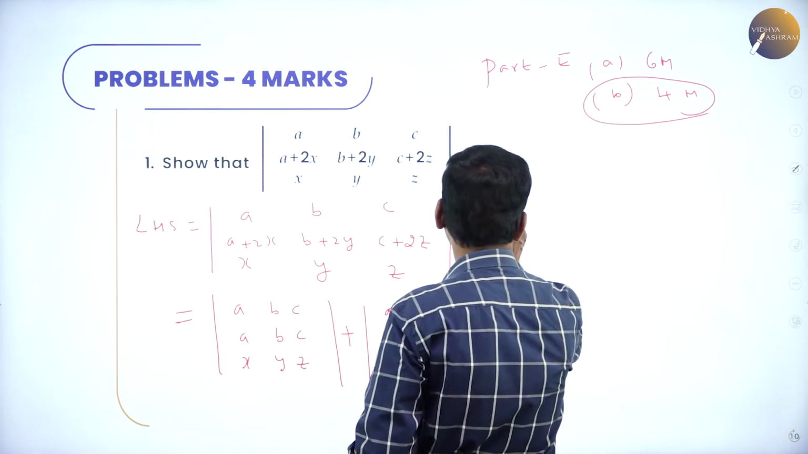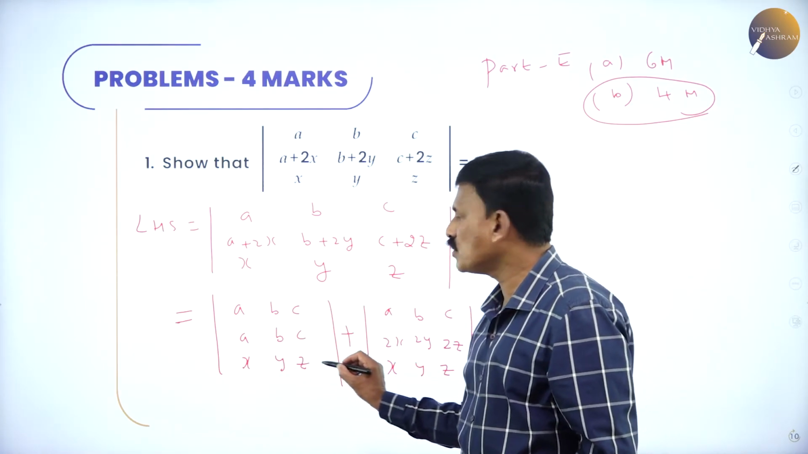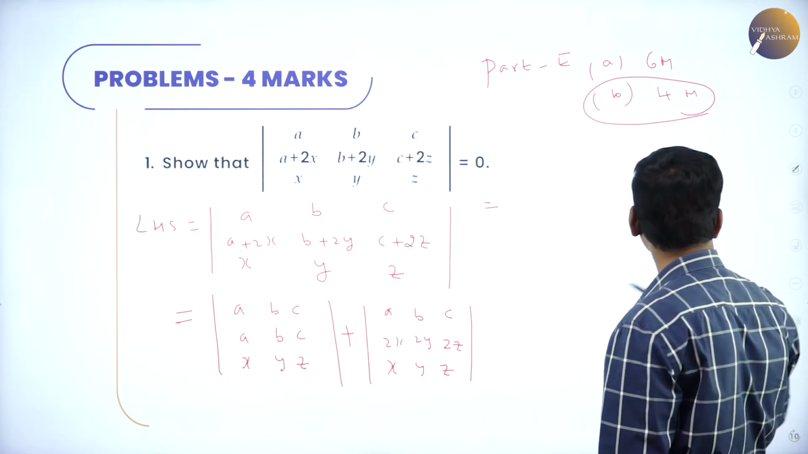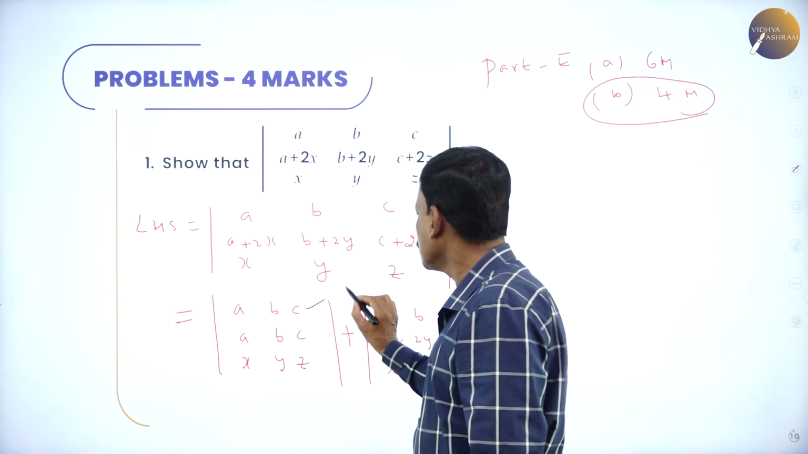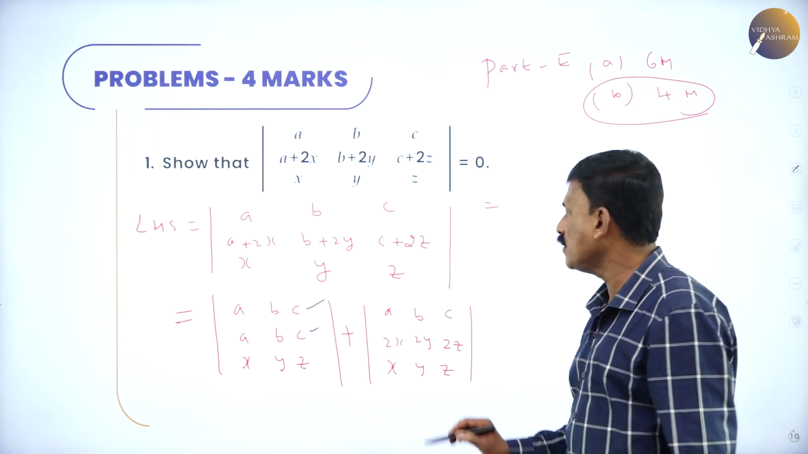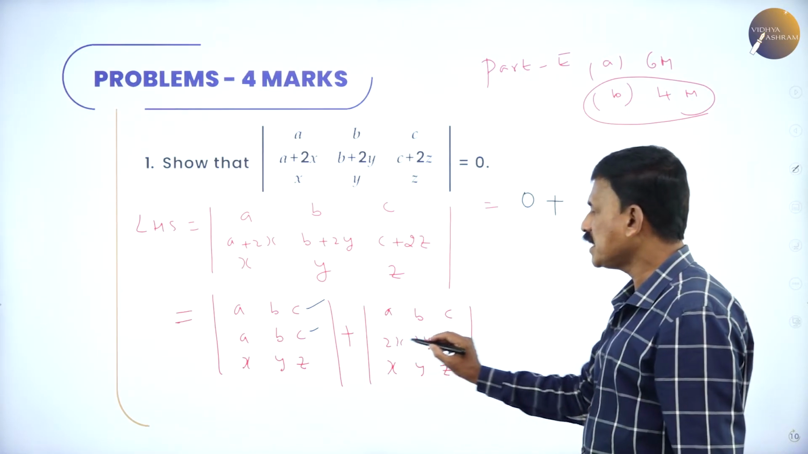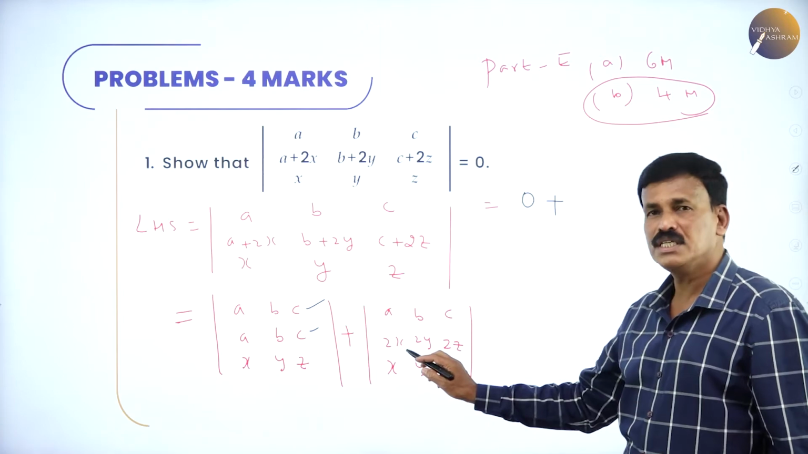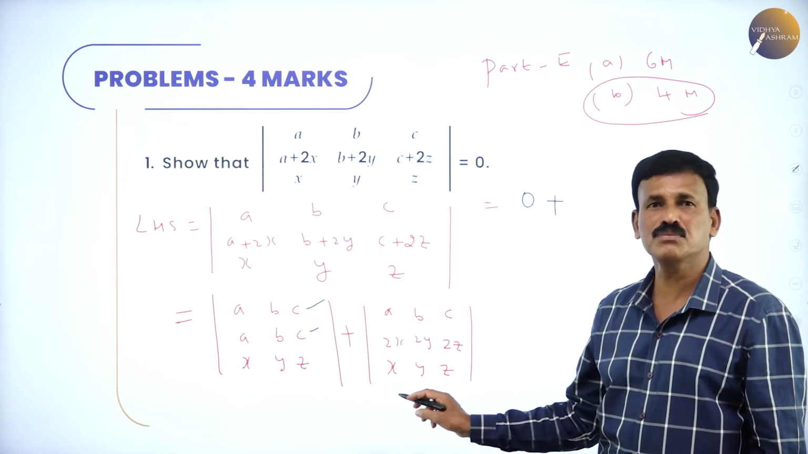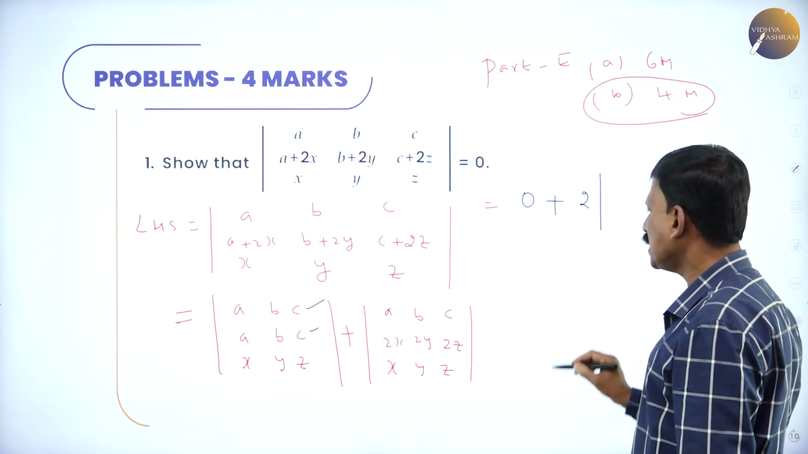Now, we have studied this. According to the property, if 2 rows or 2 columns are the same, here the first row and the second row are the same. So if 2 rows are the same, then the value of the determinant is equal to 0. Plus, here I can remove, according to the property, if any row is multiplied by a constant k, then you can also remove the common factor k. I can remove 2 as the common factor.